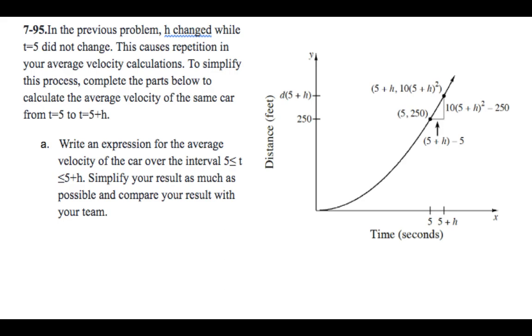So we're going to go ahead and jump into problem 7-95. Let's read this problem and then we're going to tackle all of this. In the previous problem, h changed while t equals 5 did not. This causes repetition in your average velocity calculations. To simplify this process, complete the parts below to calculate the average velocity of the same car from t equals 5 to t equals 5 plus h. So problem 7-95 is in reference to problem 7-94, which was in the previous video.